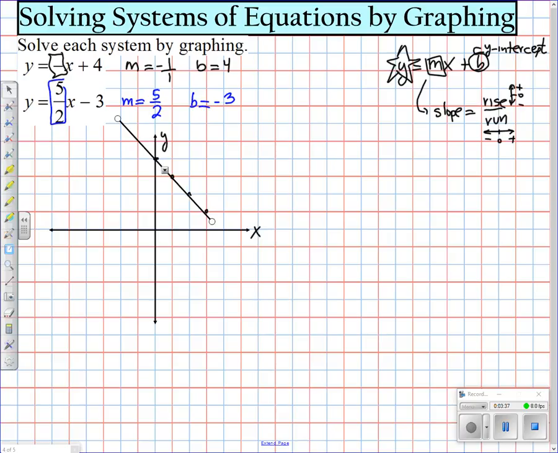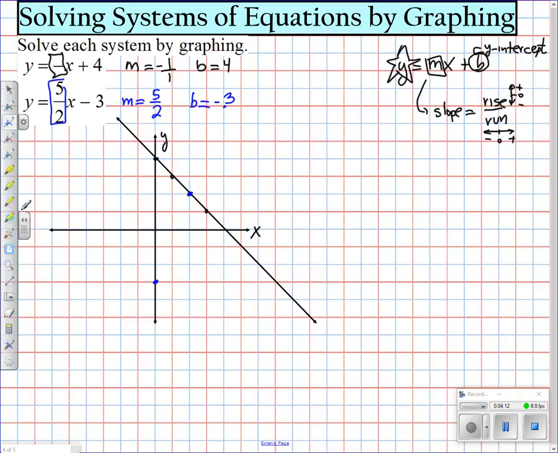Now, secondly, I would like to graph the second equation. My y-intercept is -3, so on the y-axis go to -3, right about here. Now my rise is +5, and this is my run. 1, 2, 3, 4, 5, up because it's positive. My run is +2, to the right. Up 5: 1, 2, 3, 4, 5. Then 1, 2.